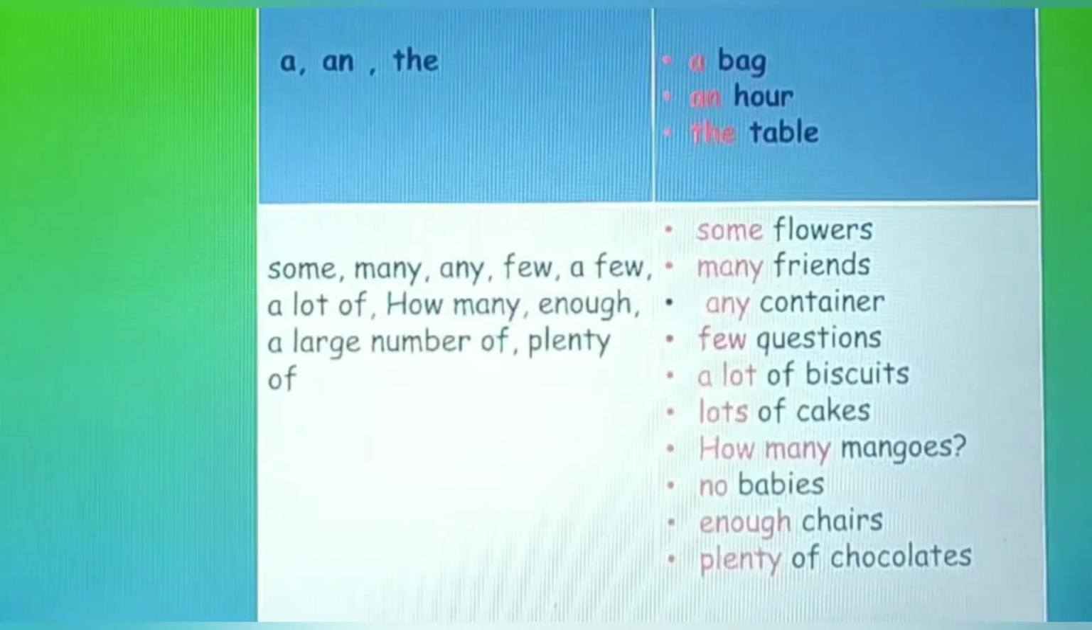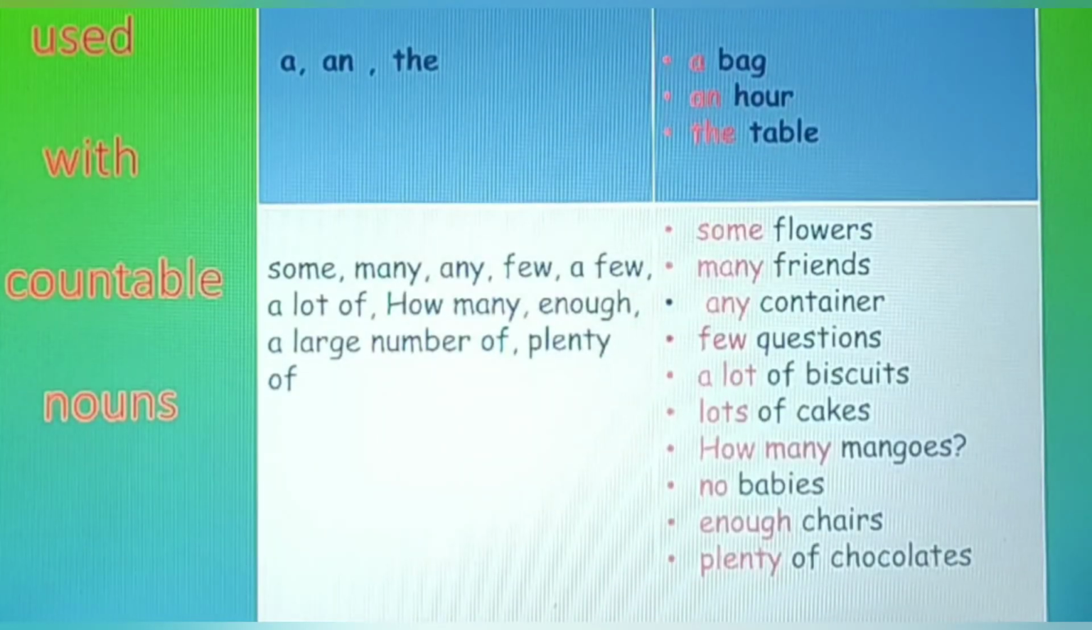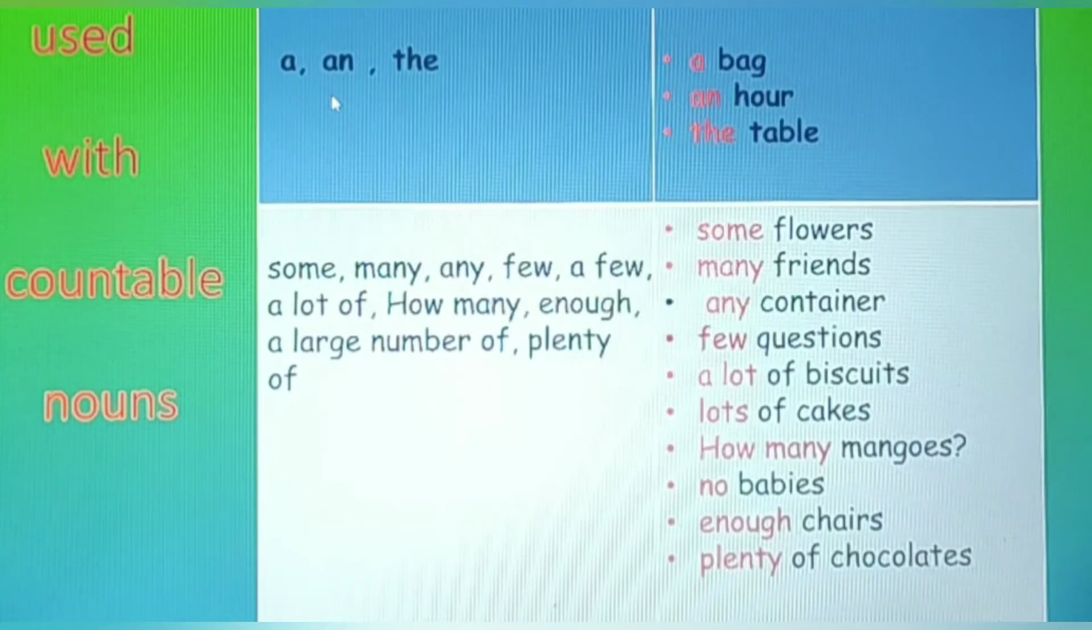We must be careful with the words that we use with countable and uncountable nouns. Some words can be used with countable nouns and some others with uncountable nouns. And there are a few words which we can use with both countable and uncountable nouns. Let's look at this table to understand it better. Look at the first one, a and the. So we can use these words before a countable noun.